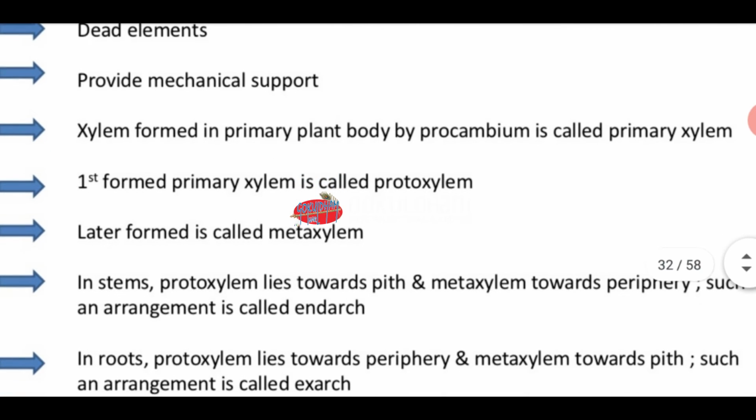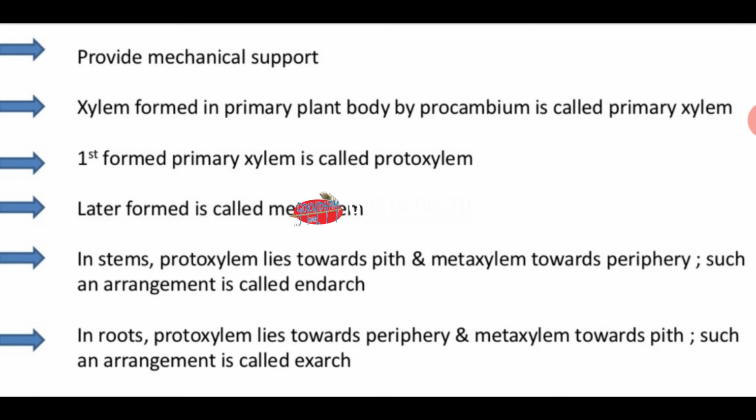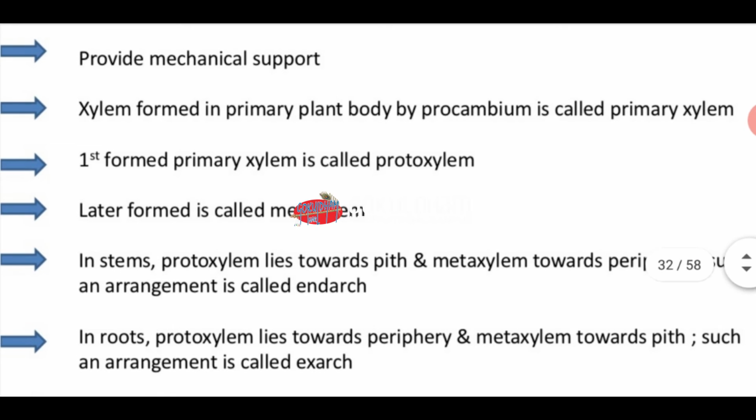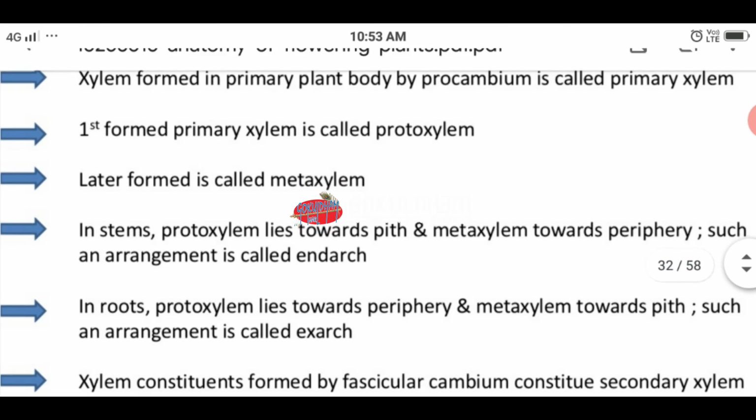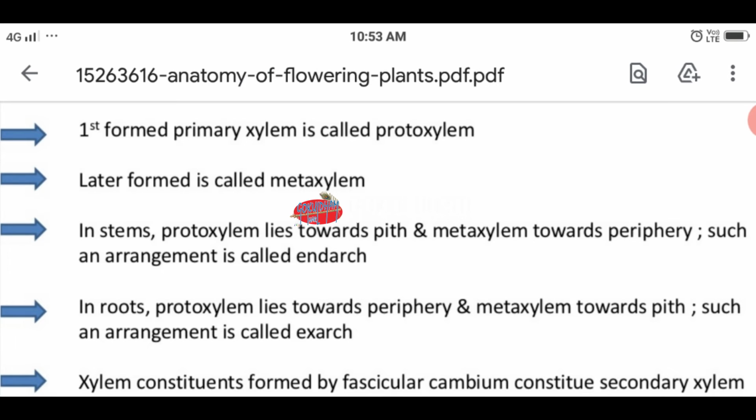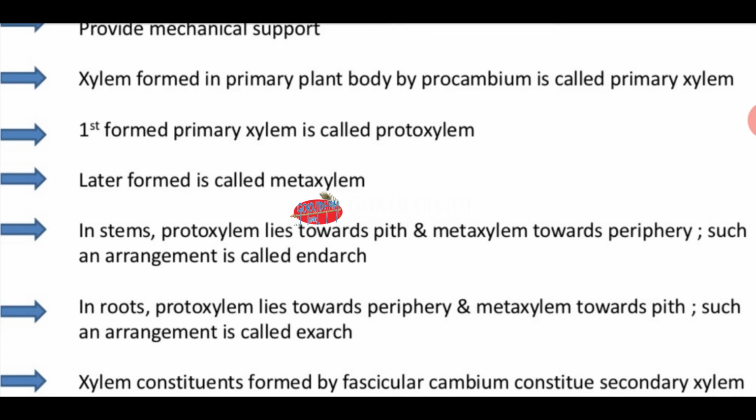In stem, protoxylem lies toward the pith and metaxylem towards the periphery. Such type of arrangement is called endarch. Means जब प्रोटोxylem होती है जो कि फर्स्टली फॉर्म होती है वो पीथ के साइड में होती है, टुवर्ड्स पीथ होती है, और मेटाxylem टुवर्ड्स द पेरीफेरी, इस काइंड ऑफ अरेंजमेंट को हम बोलते हैं एंडार्च.